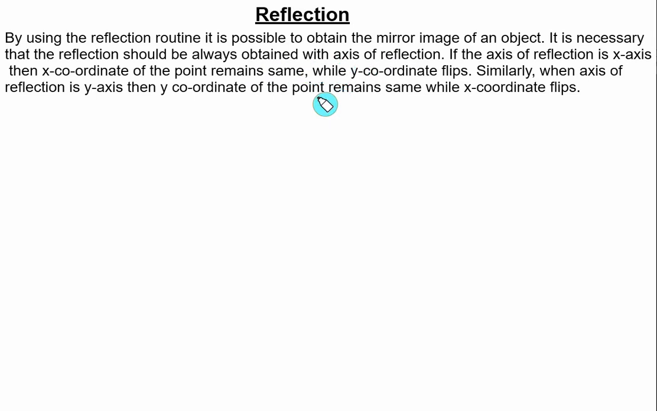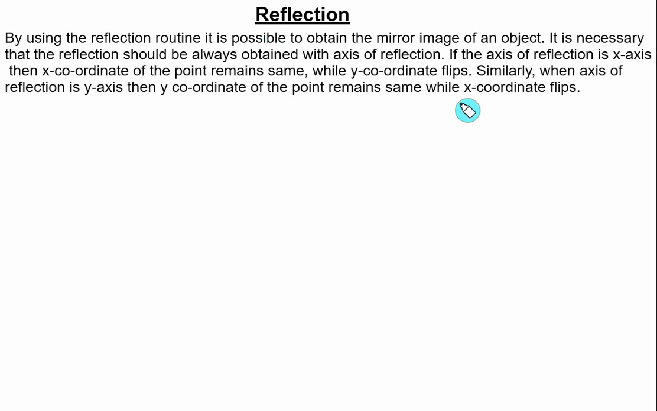The axis of reflection can be the x-axis, the y-axis, an axis parallel to the x-axis, an axis parallel to the y-axis, or any line or axis which is inclined to the x and y axis. So there are a number of cases that we want to discuss in the case of reflection.